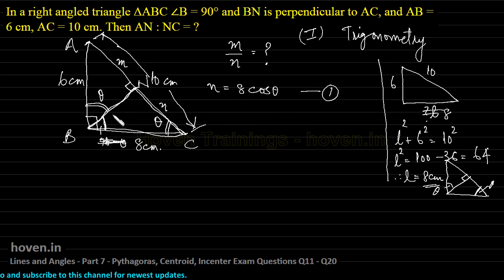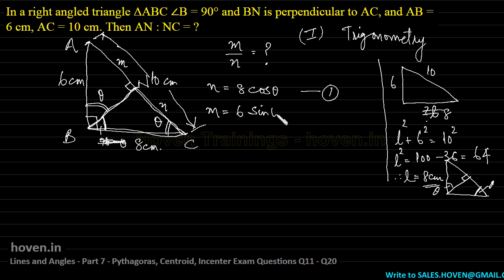And let us side by side have a look at this triangle also. M is the perpendicular side, theta is the opposite angle and 6 is the hypotenuse. So we can write M is equal to 6 sine theta.